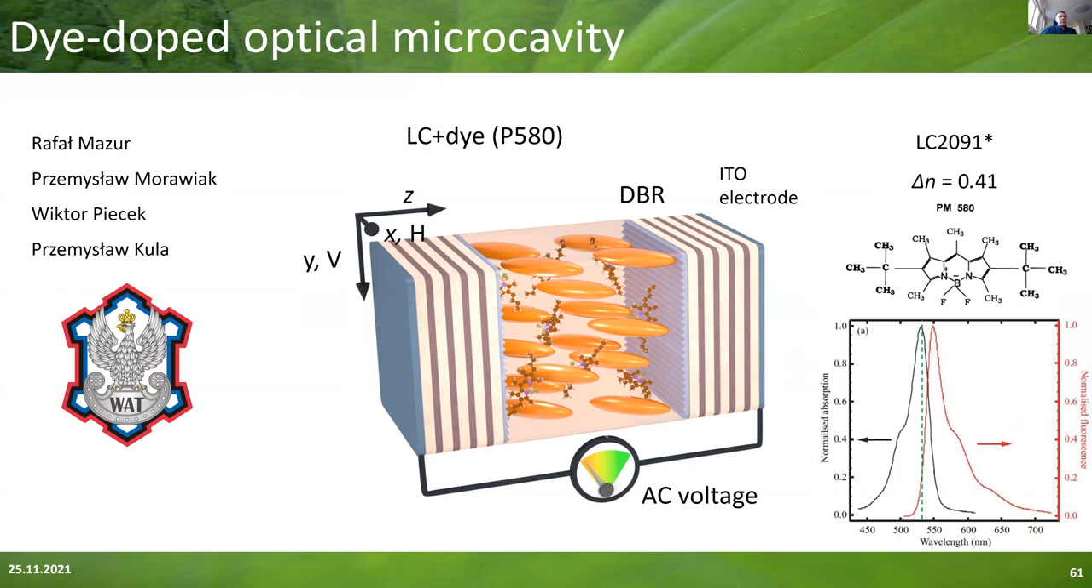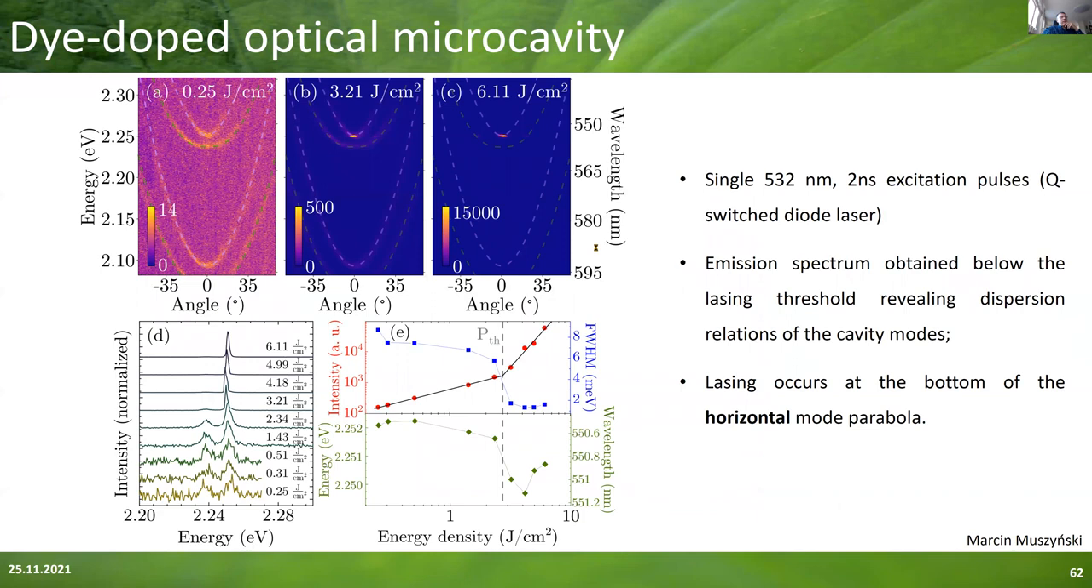We excite the cavity with a Q-switched nanosecond green laser, and depending on the excitation power, we observe luminescence from the cavity mode, but then at a certain threshold, the horizontal mode has an increase of intensity, and the lasing occurs at the bottom of this parabola.